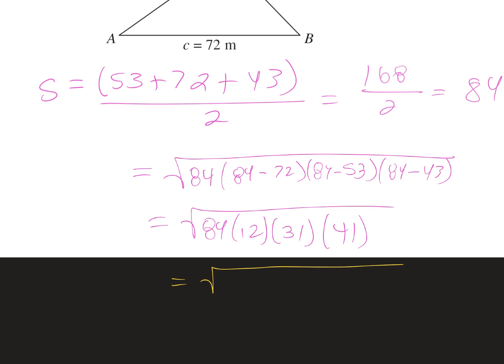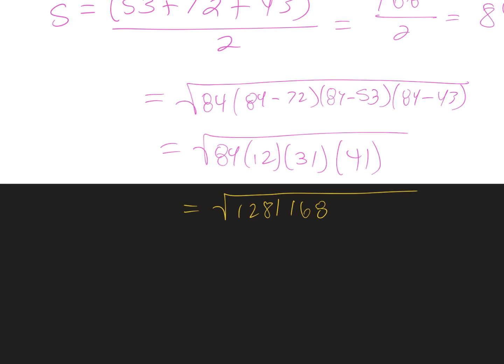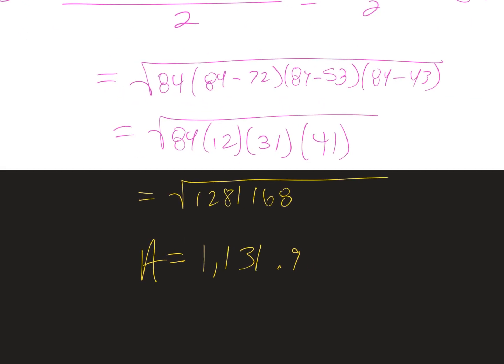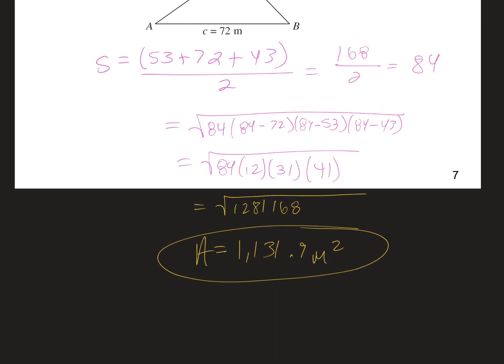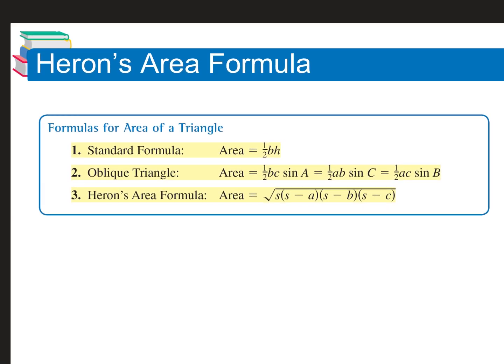So I have what? 1,281,168. All right, now take the square root of that. I get the area is about 1,131.9. And what are we talking about? Meters what? Meters squared, because remember, area is squared. But again, you're going to be given the formula, so it's right there in front of you. I would just show as much work as you possibly could so I could see your thought process. The last slide just talks about the 3 area formulas that we know.